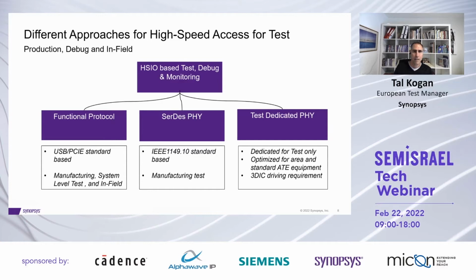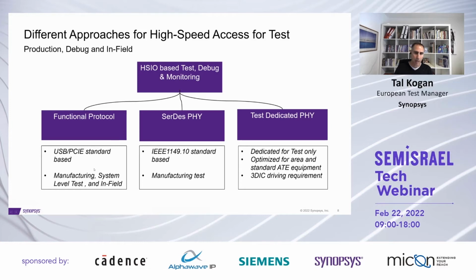So we call this idea high-speed I/O, HSIO-based test. Now, how would that look? So one option is to actually use the functional protocol, whether it's USB or PCIe. In theory, it could be others as well, for this solution. That means you have to get your scan data into packets and get them into the SoC and use them inside the SoC for test, and then ship out the packets as well in order to compare the expected data to the real data that is provided from the SoC.